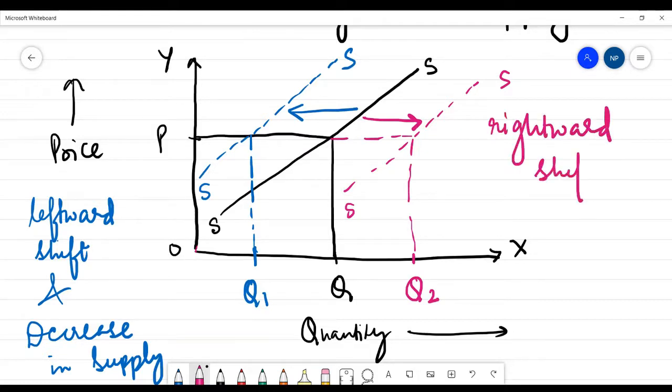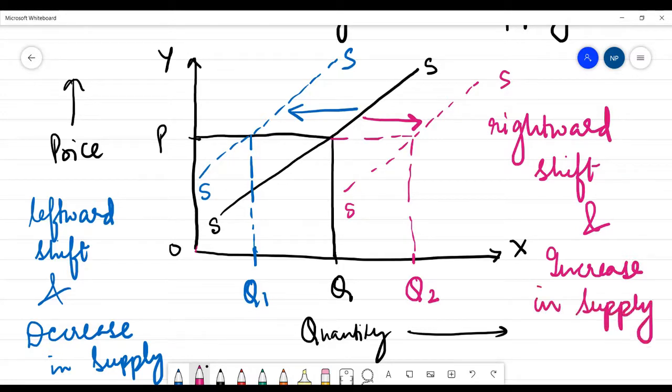Why rightward shift? Because I have increased the quantity of units supplied in the market at the same price level, and therefore it is known as increase in supply, because from Q I've increased it to Q2. So therefore the economy will notice increase in supply. This is known as change in or shift in supply curve when there is change in the quantity of supply that is provided. I hope this much is clear, children.